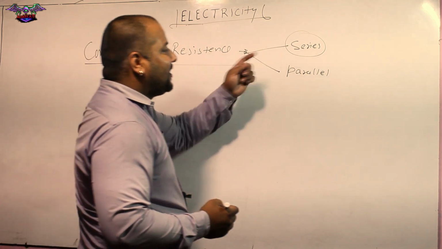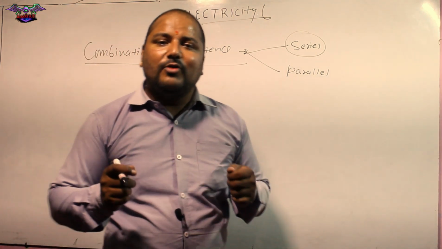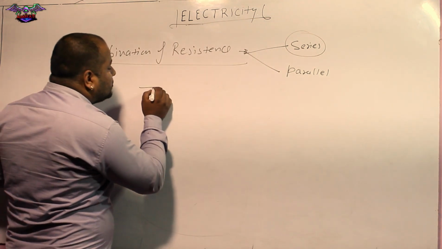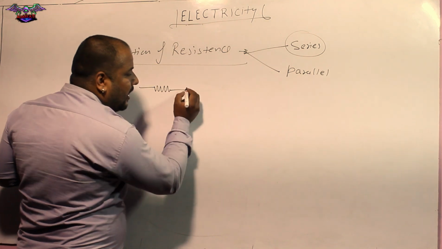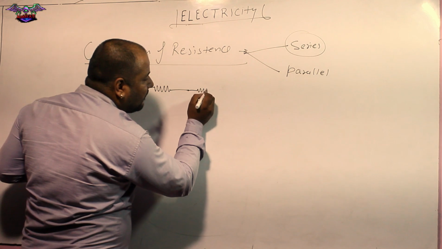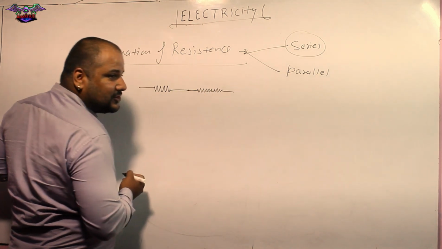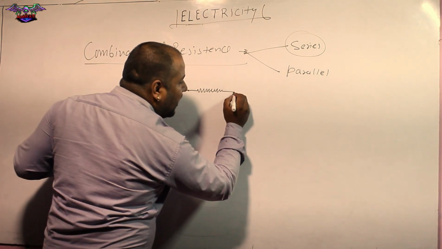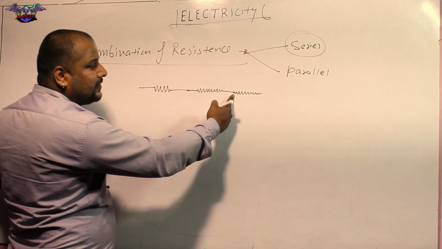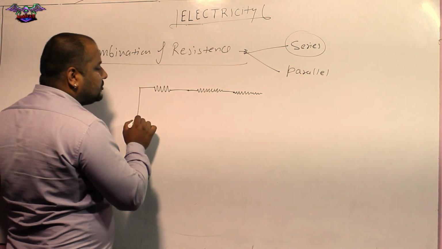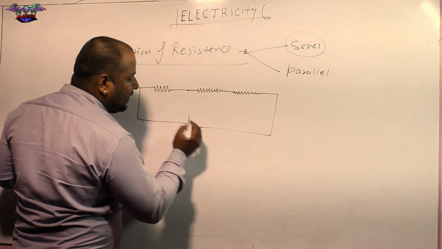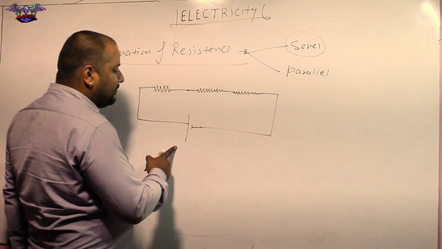Okay, so now firstly we will understand how we can join the resistances in series. Join one resistance, and another resistance will join with the tail of the first resistance. Then you can join another resistance with the tail of the second resistance, and join the first and last terminals with the battery, with the cell.